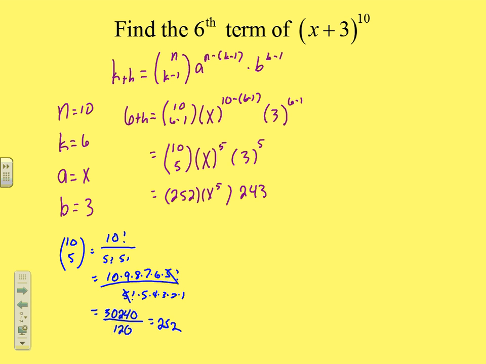243. So if I multiply the 243 and the 252, that is going to give me the 6th term to be 61,236 x to the 5th power. So that's the 6th term of the binomial x plus 3 raised to the 10th power.